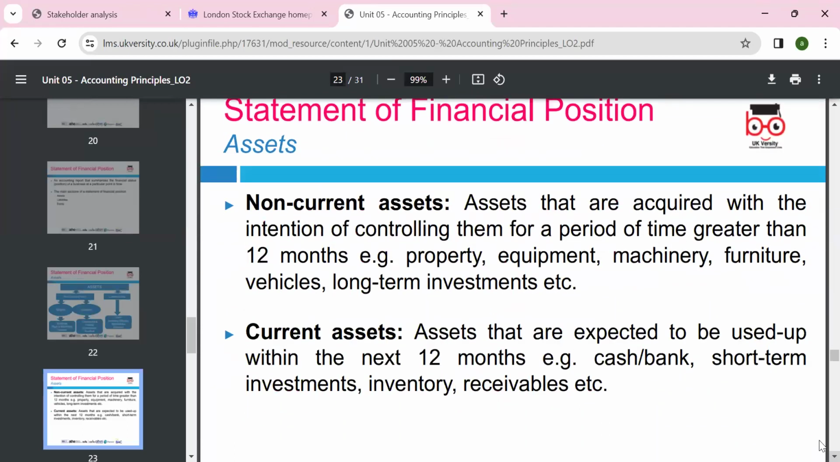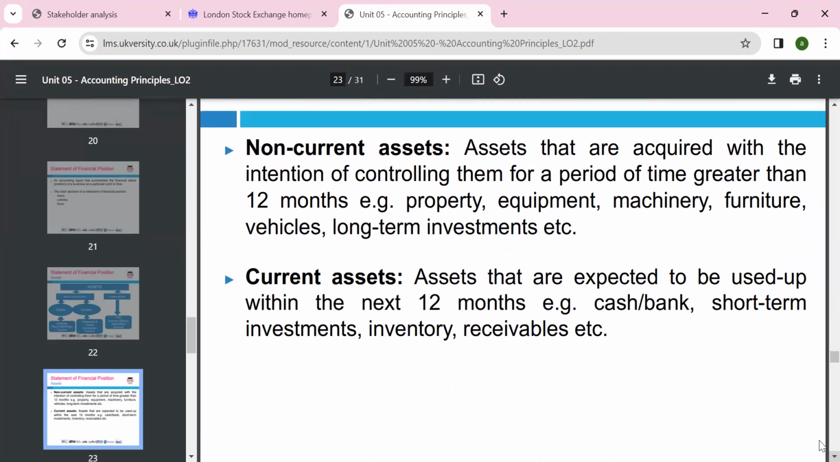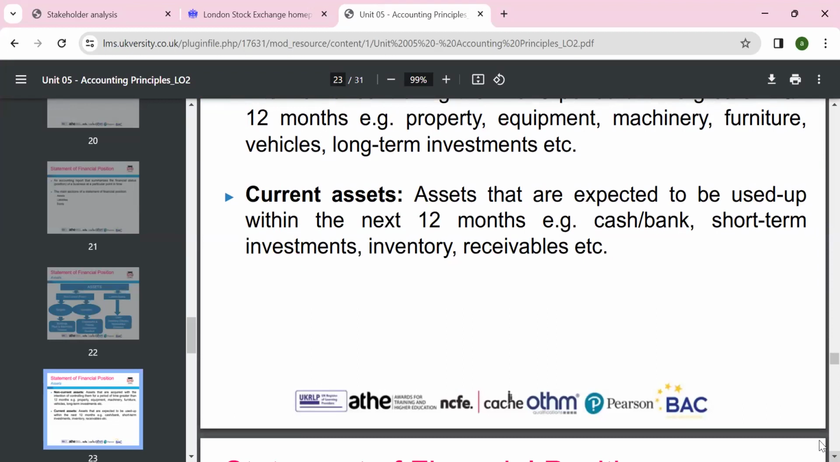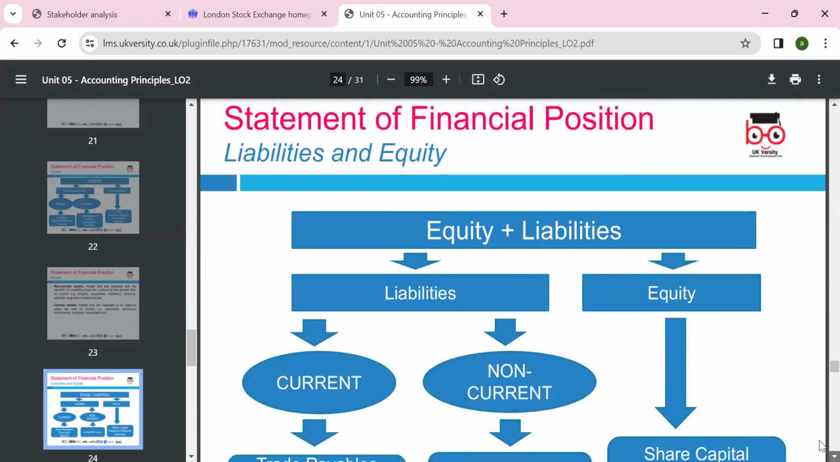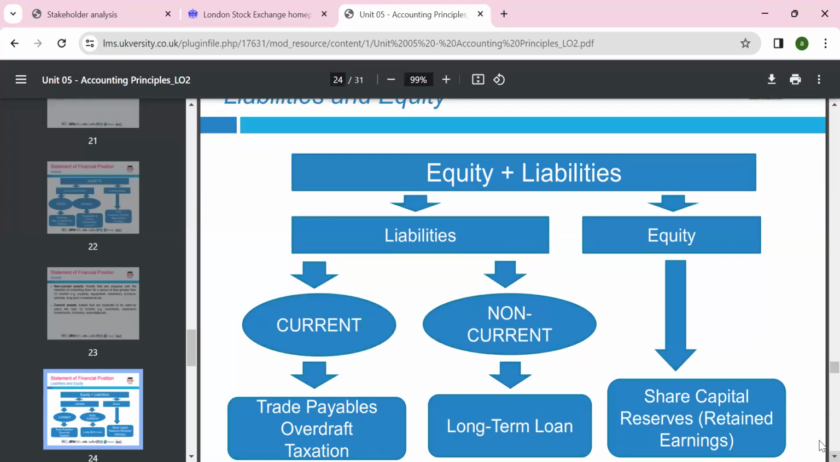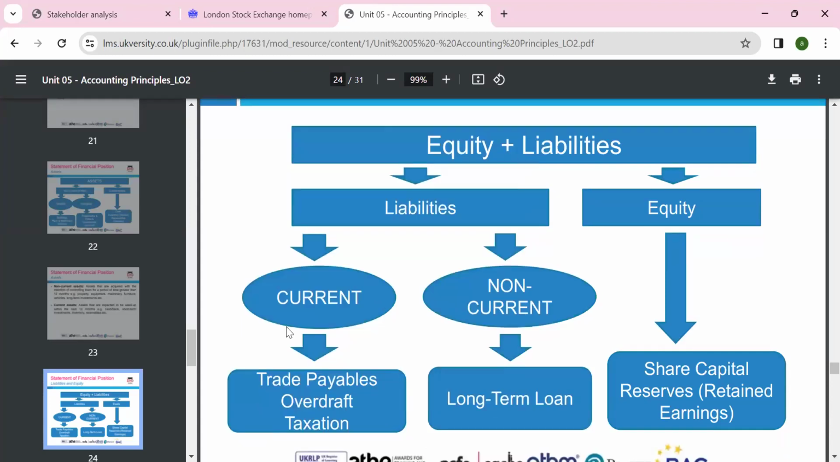Non-current assets are held with the intention of use over a greater time, more than 12 months, like property, plant, machinery. Current assets are expected to be used within 12 months, like cash. These are short-term assets. And liability can be of two types as well, equity plus liability. Liabilities mean anything you owe. Current liability is what you have to pay within 12 months, like trade payables. If you buy goods on credit, you have to pay, as well as overdraft and taxation. And non-current liability, like a mortgage or a lease, takes more than a year to settle. Then we have equity.